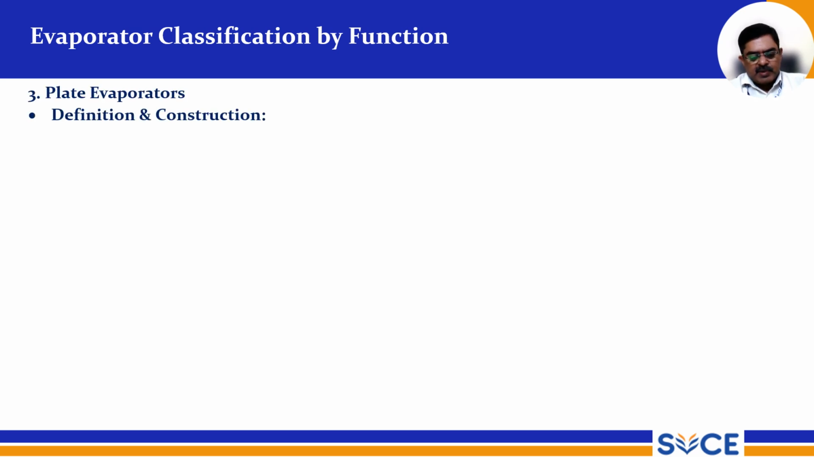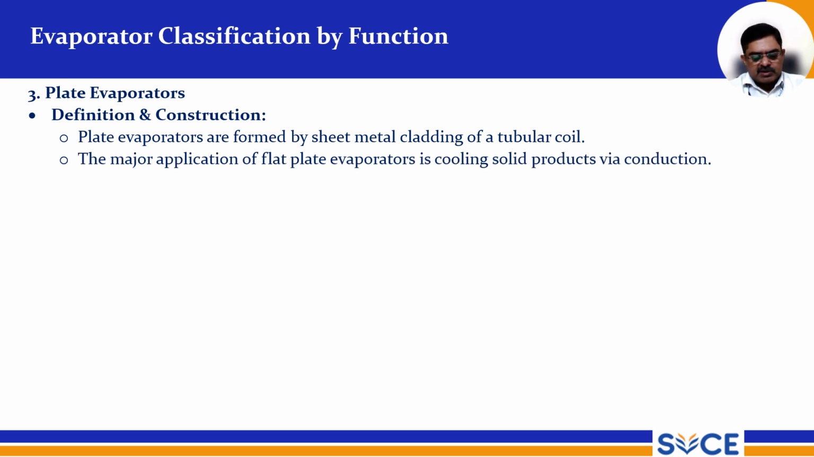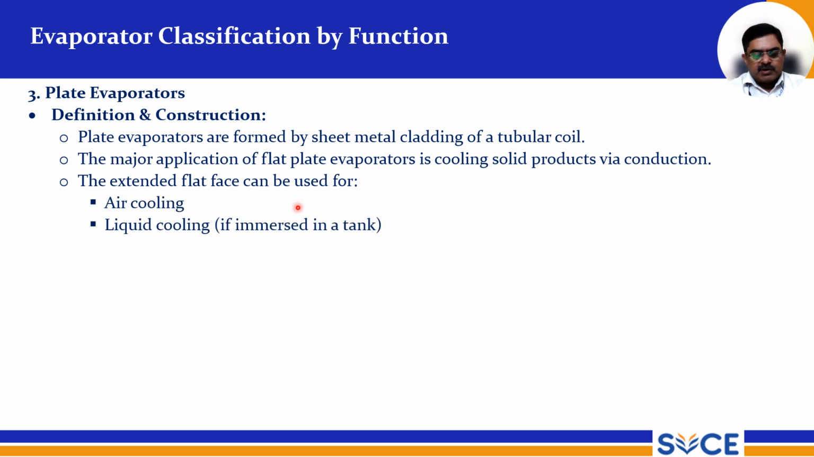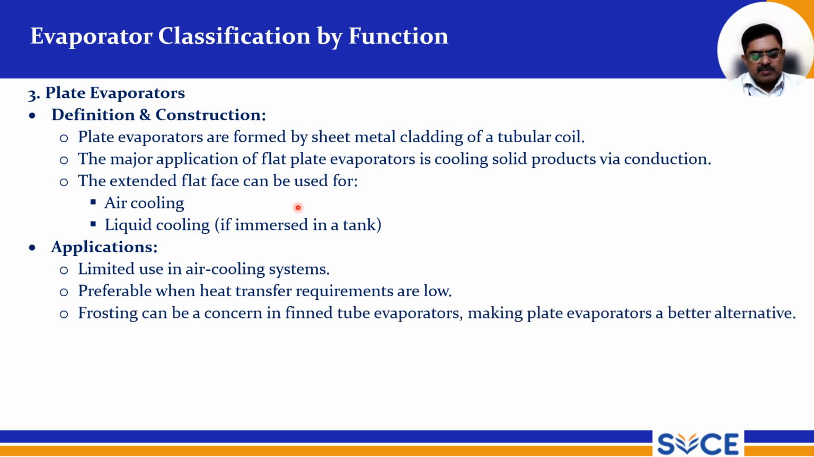So here, the plate type evaporators. Plate type evaporators are formed by sheet metal cladding and tubular coil. The major application of flat plate evaporators is cooling solid products via conduction. The extended flat face can be used for air cooling, or liquid cooling if immersed in a tank. Applications are limited in air cooling systems, preferable when heat transfer requirements are low. Frosting can be a concern in finned tube evaporators, making plate evaporators a better alternative.